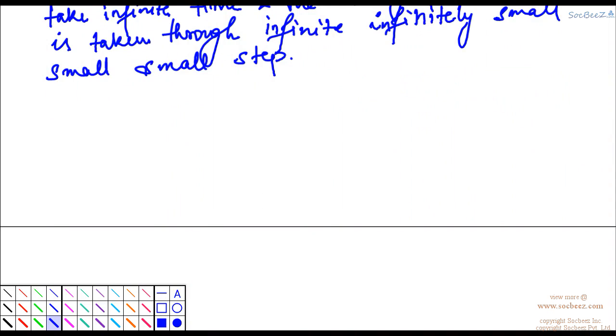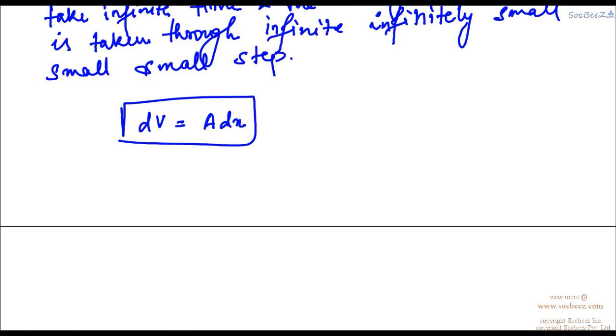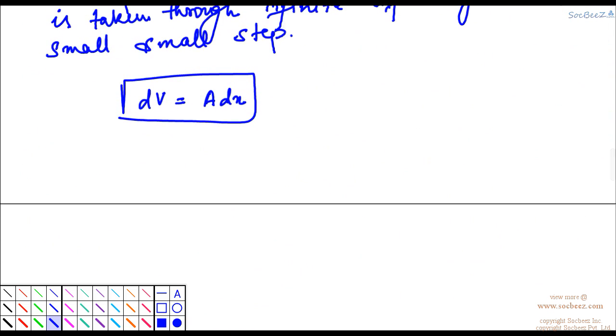We are saying that we are not changing the volume all of a sudden. So for a very infinitely small step, we have a change in the volume dV. That is nothing but A into dx, correct? That is the change in the volume. There was a slight change in the height of the piston, so there was this small increase in the volume.